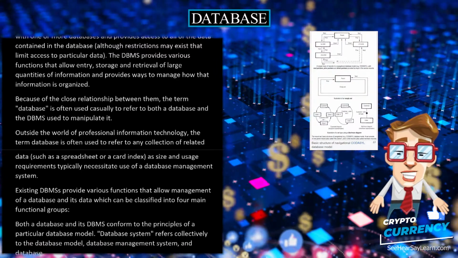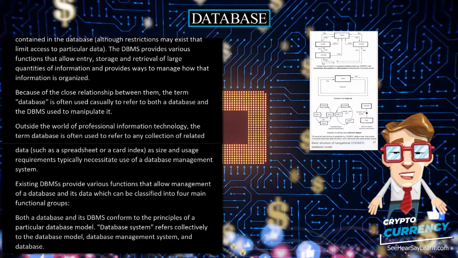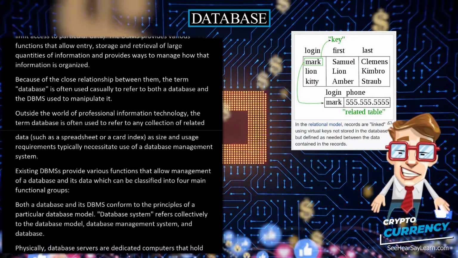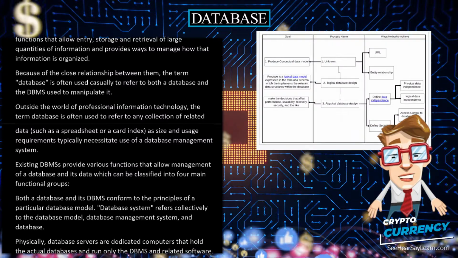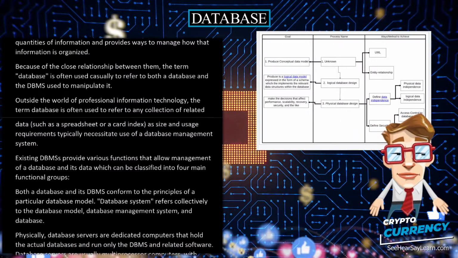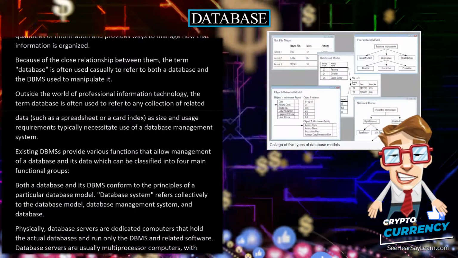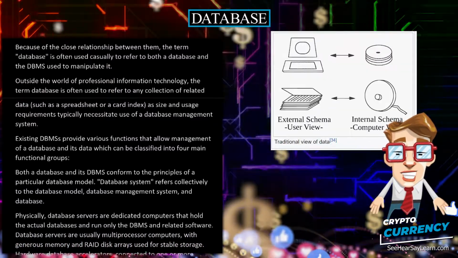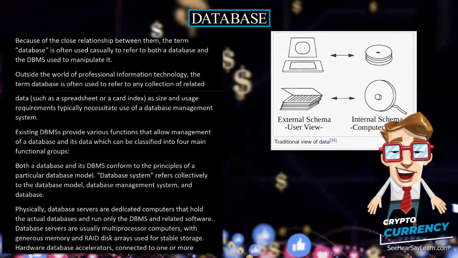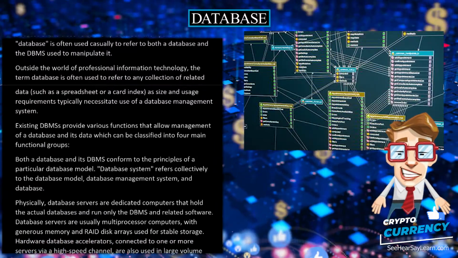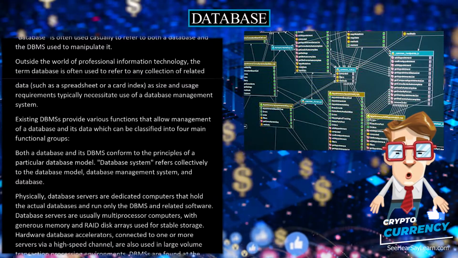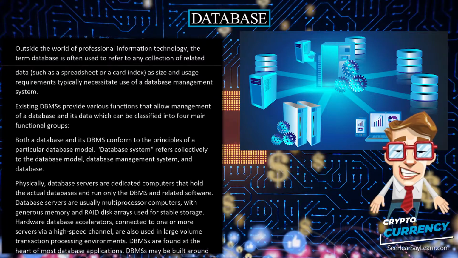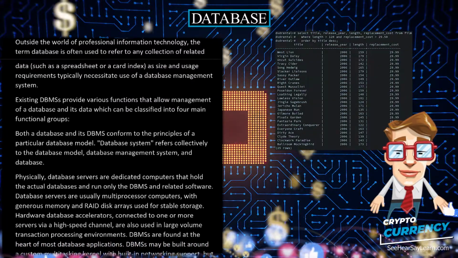Because of the close relationship between them, the term database is often used casually to refer to both a database and the DBMS used to manipulate it. Outside the world of professional information technology, the term database is often used to refer to any collection of related data, such as a spreadsheet or a card index, as size and usage requirements typically necessitate use of a database management system. Existing DBMSs provide various functions that allow management of a database and its data, which can be classified into four main functional groups.